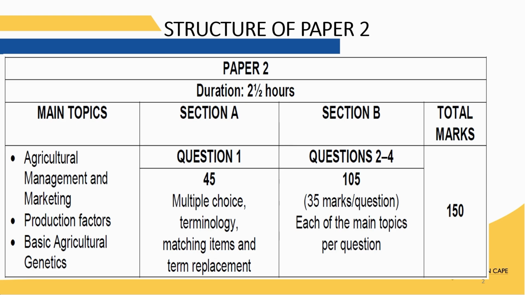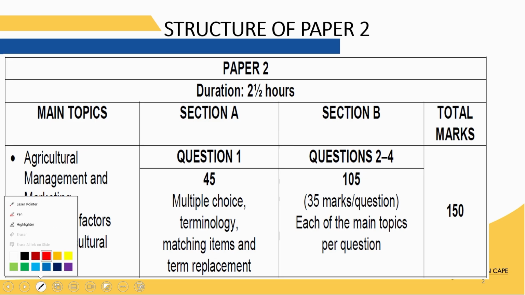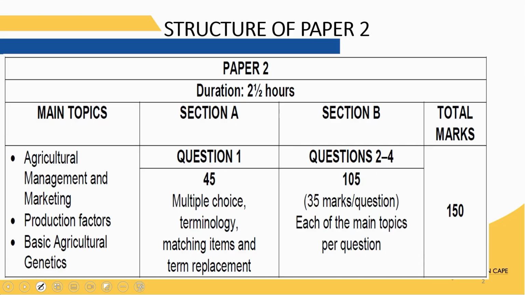So our paper 2, the duration of the paper is 2.5 hours. I will be doing the structure of paper 2 since we know that our subject is divided into 2 papers, that is paper 1 and paper 2. But mine today is paper 2. Then let us look now at the main topics of our paper.